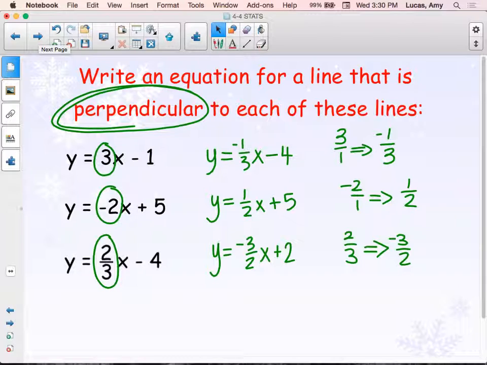All right, you should be good on parallel and perpendicular lines now. So this was our 3rd day. It's just a general review of all of these concepts. So there's no summary to write today.